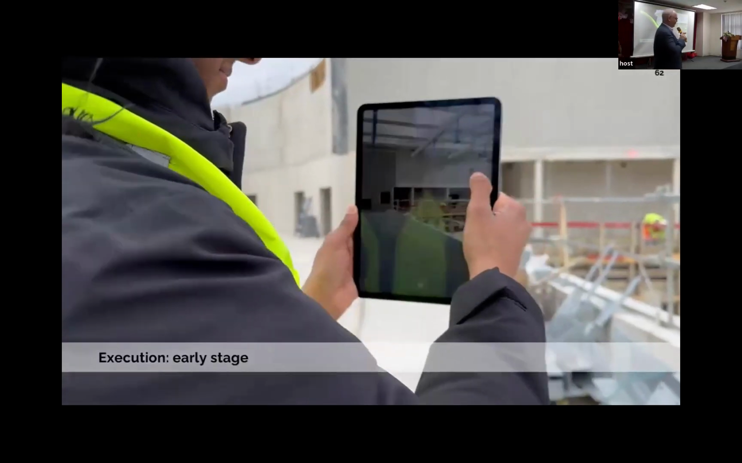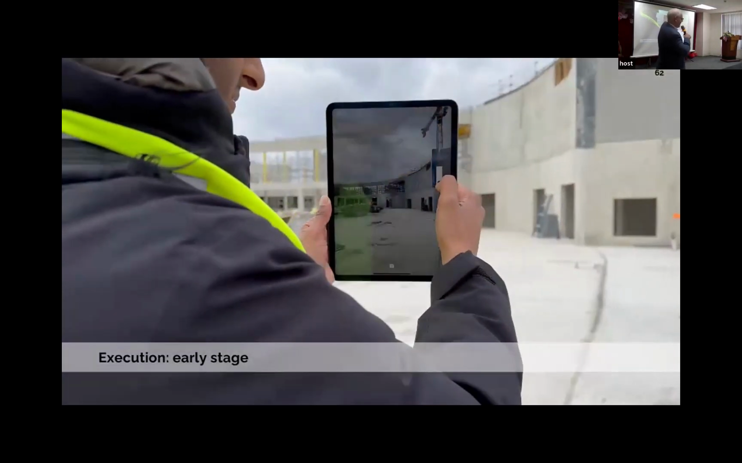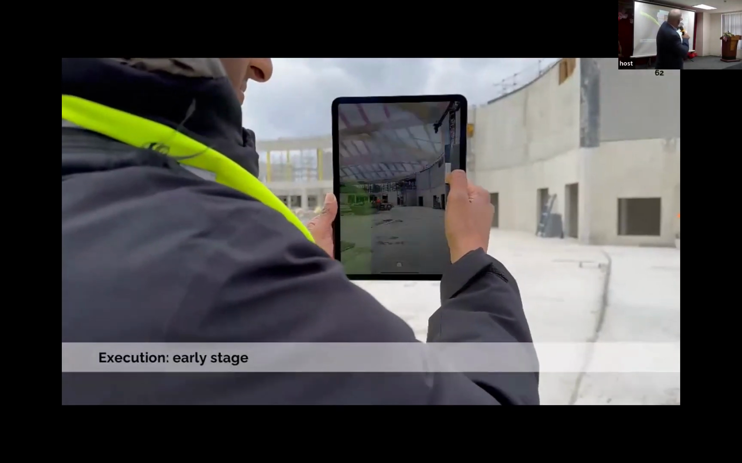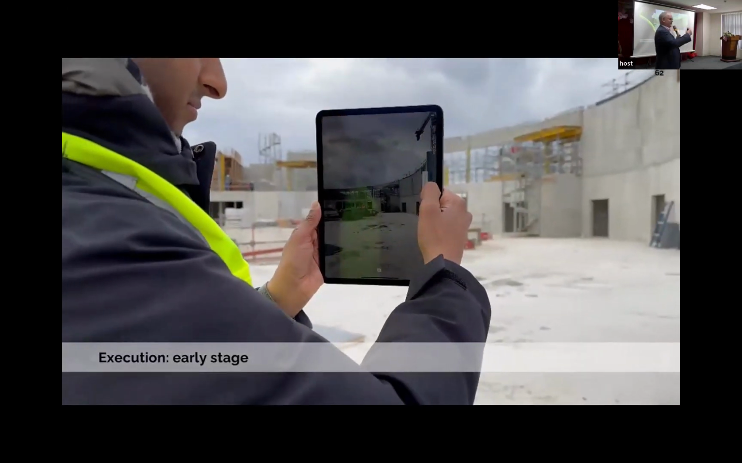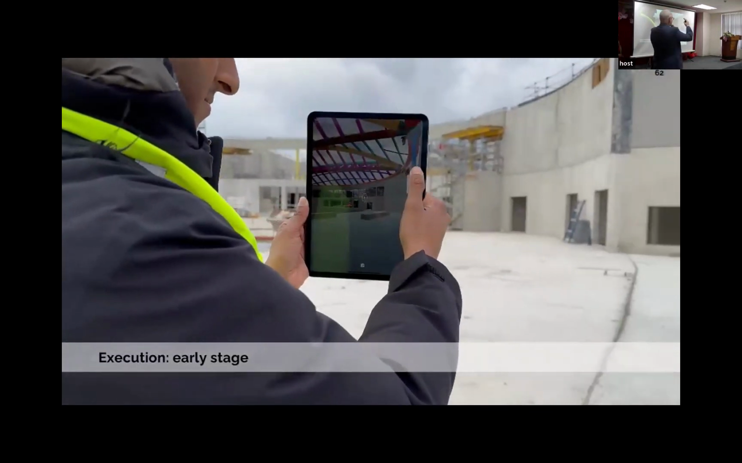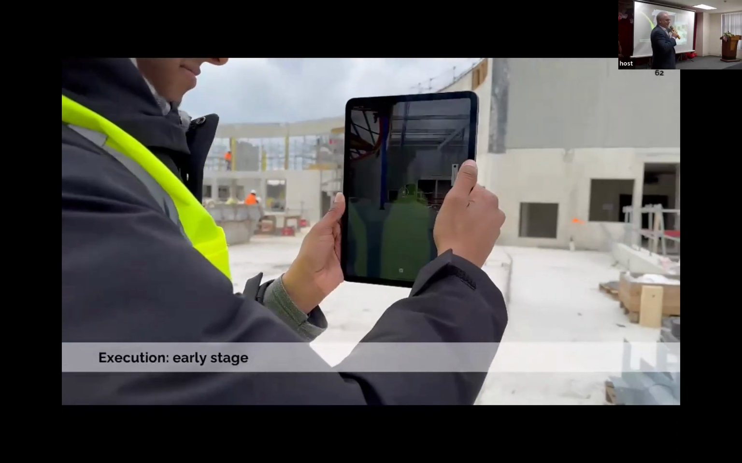So here you can see an operator. They have the structural steel model included on their iPad, and as they move around, they can turn on and off the model. The iPad knows where it is, and he can see what's going to get built in the future. So the 3D model is in the device, and it knows its position in the real world, and you can see what has to get built. Maybe it's a TBM launch, maybe it's a concrete structure, maybe it's a steel structure, or maybe it's a piece of ductwork.